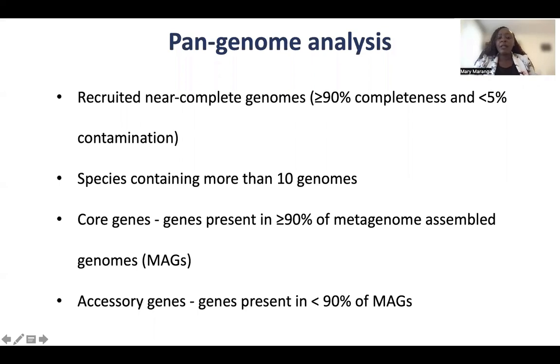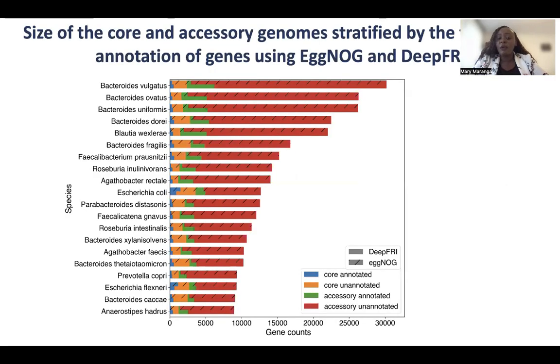Now looking into the per genome perspective, we reconstruct one genome in a reference-free manner using the metagenome assembled genomes. So we recruit near complete genomes, that is genomes that have greater than 90% completeness and less than 5% contamination. We consider only species that contain more than 10 genomes and define core genes as genes present in greater than 90% of our MAGs, and accessory genes as genes that are present in less than 90% of our MAGs. Further, we wanted to evaluate the functional repertoire encoded in the core and accessory genome.